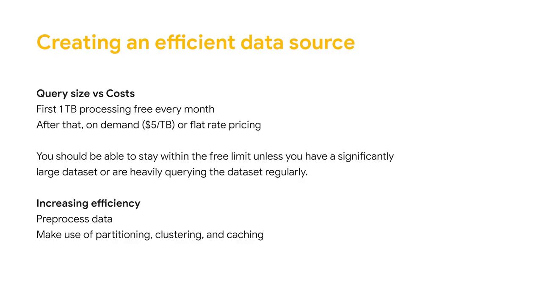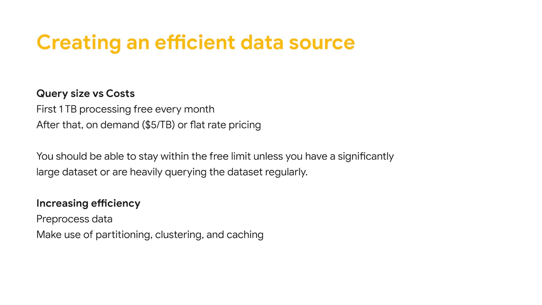You can use the BigQuery sandbox mode for free. On your GCP account, you'll get the first terabyte of processing free every month. After that, you can go into flat rate pricing or on-demand pricing at $5 per terabyte. For our Web Vitals analysis, unless you're using a significantly large dataset or are heavily querying the dataset regularly, you should be able to stay within the free limit.